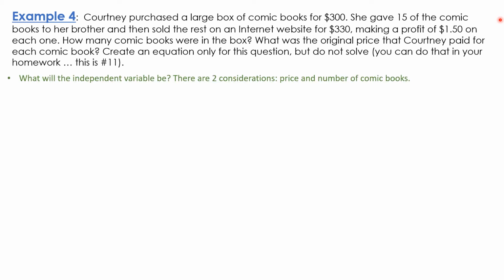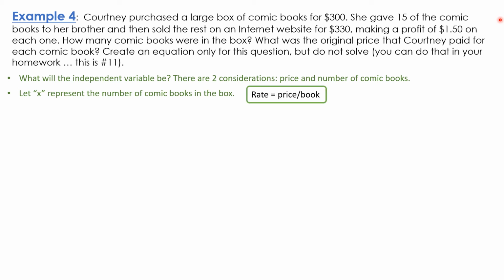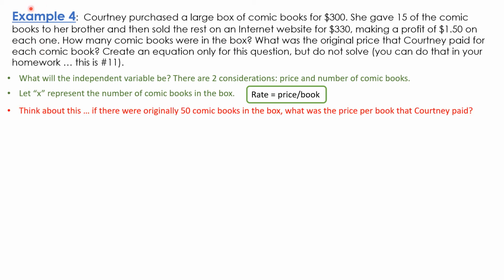What will the independent variable be? So we're talking about price and number of comic books. What do you think would be independent there? We're going to say the number of comic books is independent. So X is going to represent the number of comic books in the box, and the rate this time is price per book. We're trying to figure out the price per book. The question said that, right? What was the original price that Courtney paid for each comic book?